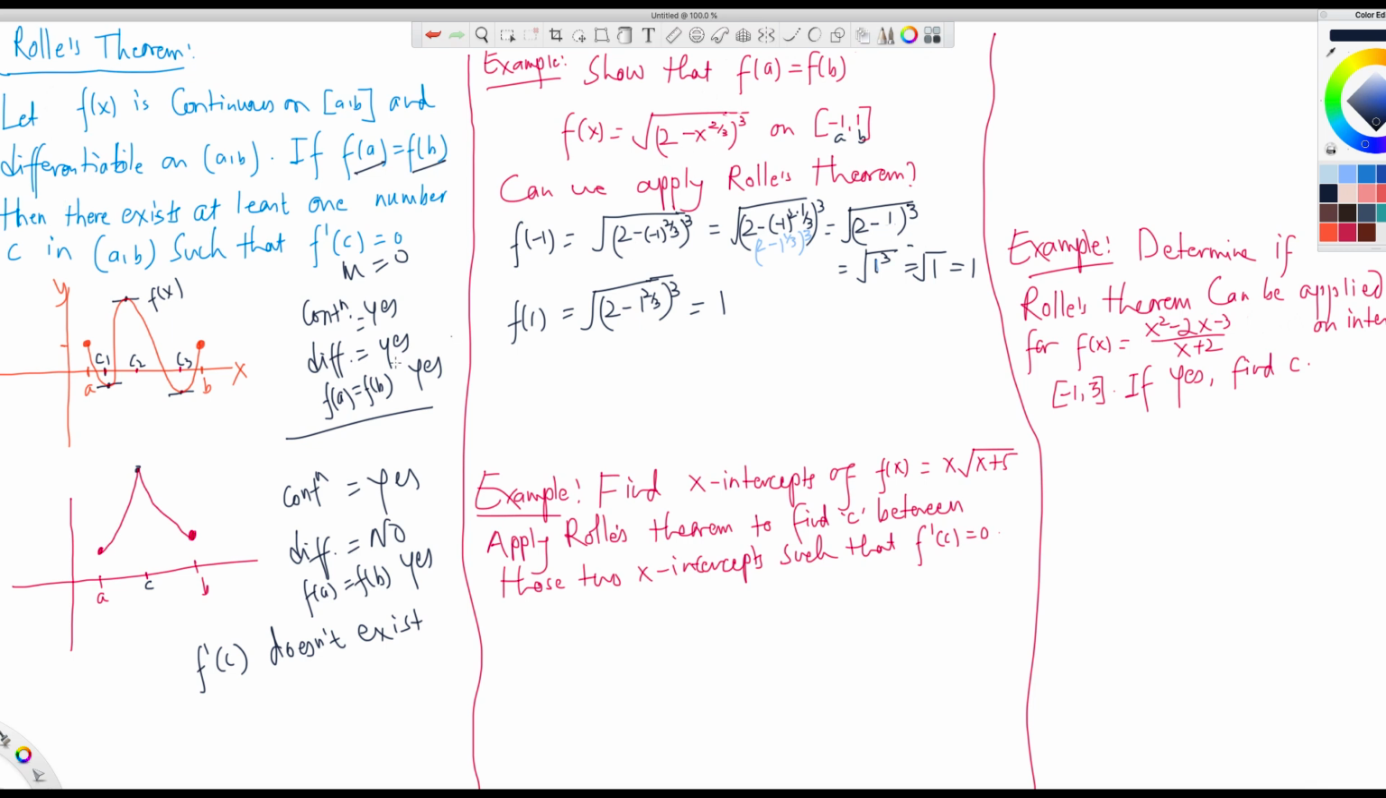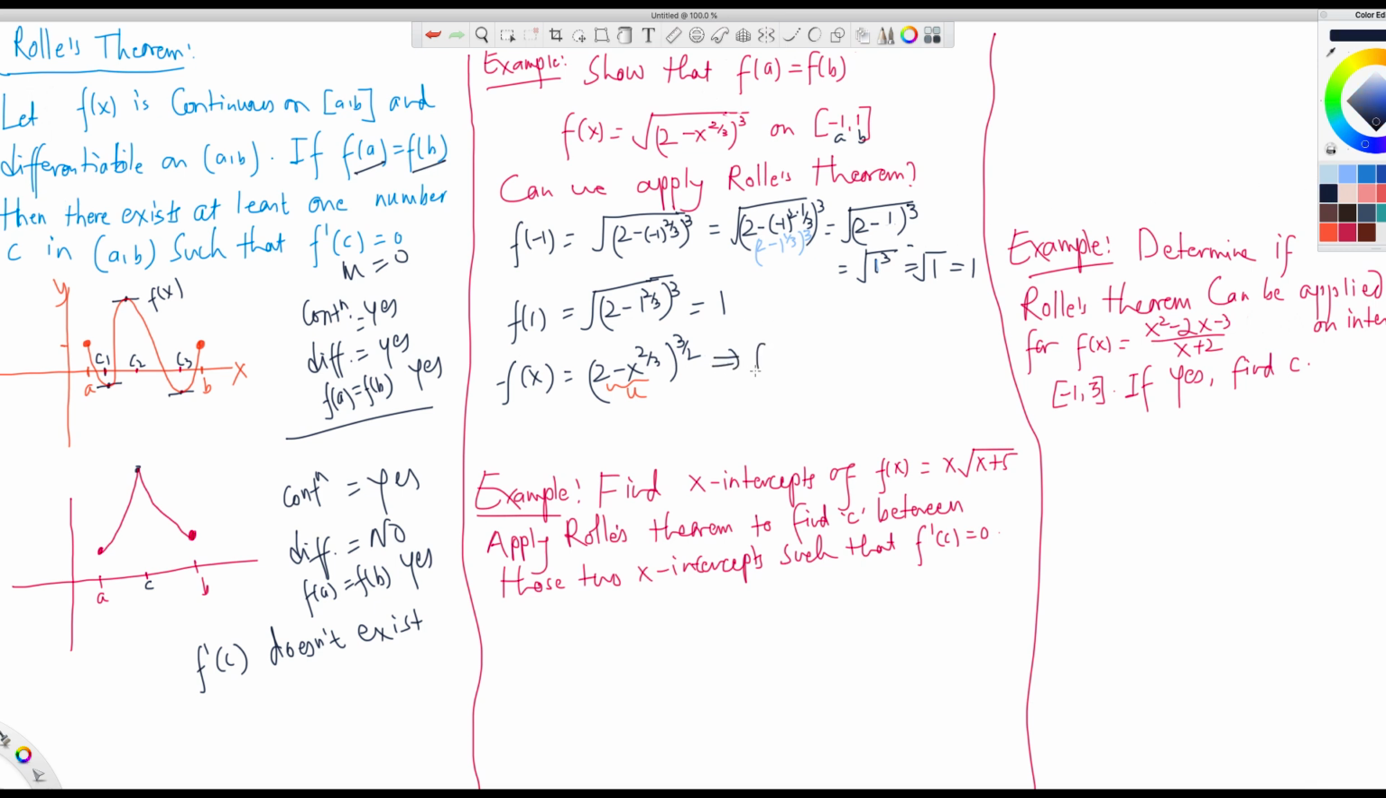Now the thing is, is it differentiable at all points between -1 and 1? Let's find out f prime of x. Let's write f(x) first. f(x) can be written as 2 minus x to the 2/3, to the 3/2, right? So how do you find the derivative of this? This is like u to the 3/2. So what is the derivative?